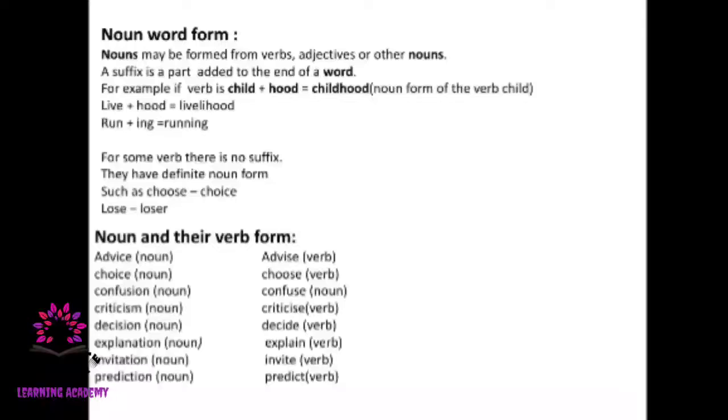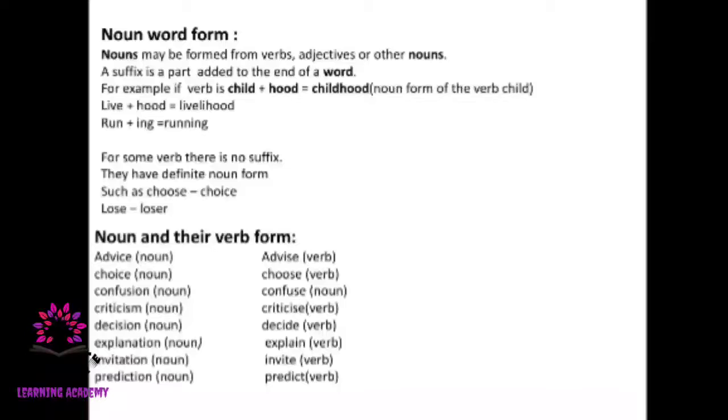So, in order to form a noun form, you should add a suffix. Like child, it's a noun. If you add hood, it becomes childhood. So, childhood is a noun. Similarly, live. Live is a verb. If you add hood, it becomes livelihood. Livelihood became noun here. Run is a verb. If you add ing form, it became running. Running became a noun form for the verb run.